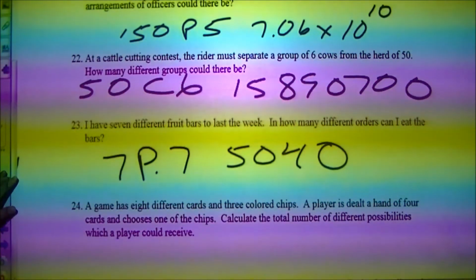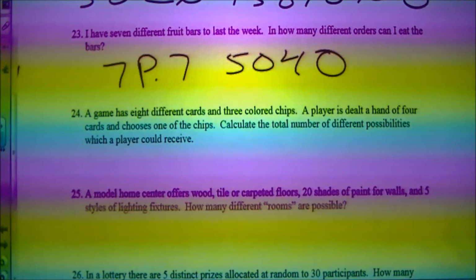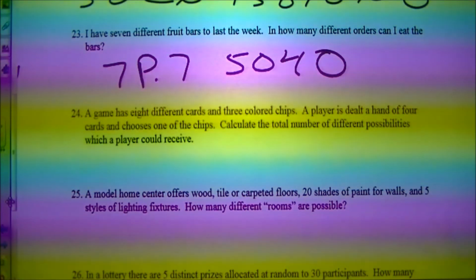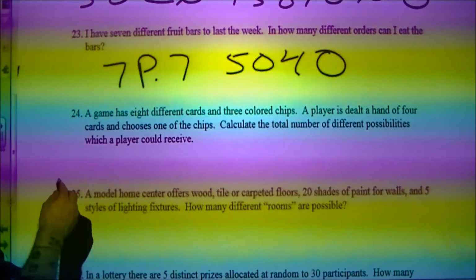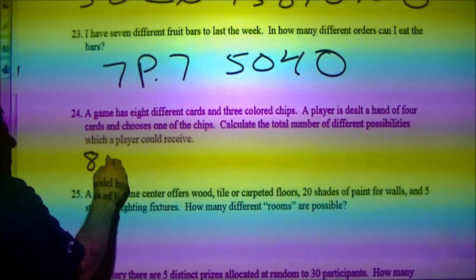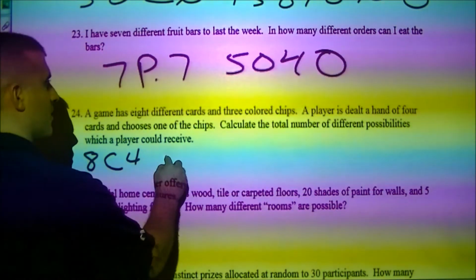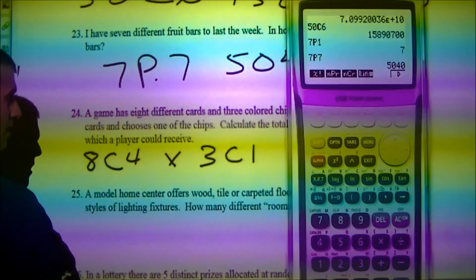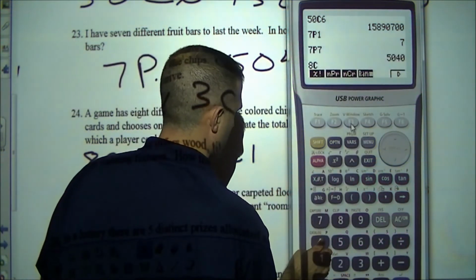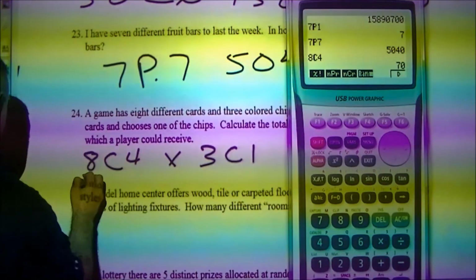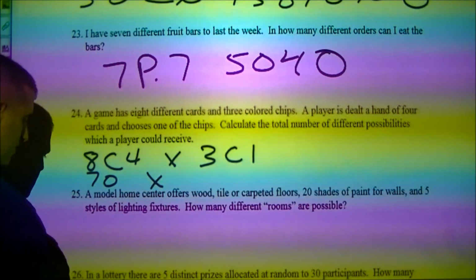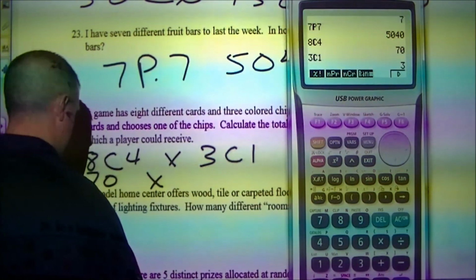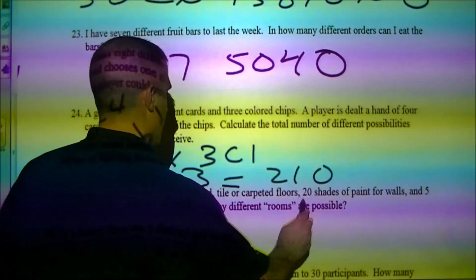A game has 8 different cards and 3 colored chips. The player is dealt 4 cards and chooses one of the chips. Calculate the number. So I'm going to do 8 C4 for the cards and 3 C1 for the chips. 8 C4 is 70 times 3 C1, which is 3. You multiply those together, you get 210.